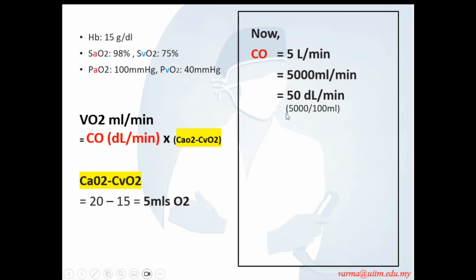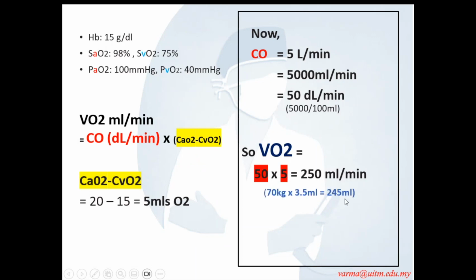So now we put this into our equation. VO2 is 50 times the arteriovenous oxygen difference of 5, which is 250. It's the same as how we calculated, almost there, 245 to 250. See? So this makes sense. If you have another patient and you want to know how much oxygen is being consumed, you can do this. You take an arterial blood gas, you get a venous blood gas. If you have advanced hemodynamic monitoring, it will show you your cardiac output. So you can do your own calculation.